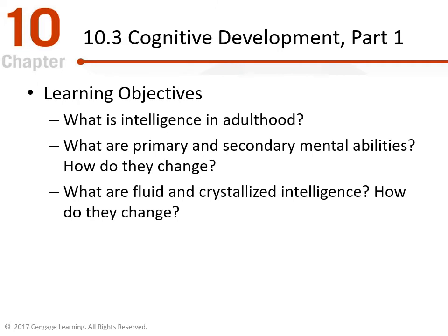Now let's delve into the cognitive development of the emerging young adult. We talked a lot about intelligence and IQ from adolescence and IQ testing. So what does intelligence look like in adulthood? What are primary and secondary mental abilities and how do they change? And what are fluid and crystallized intelligence? We'll talk about what those are and how they change.